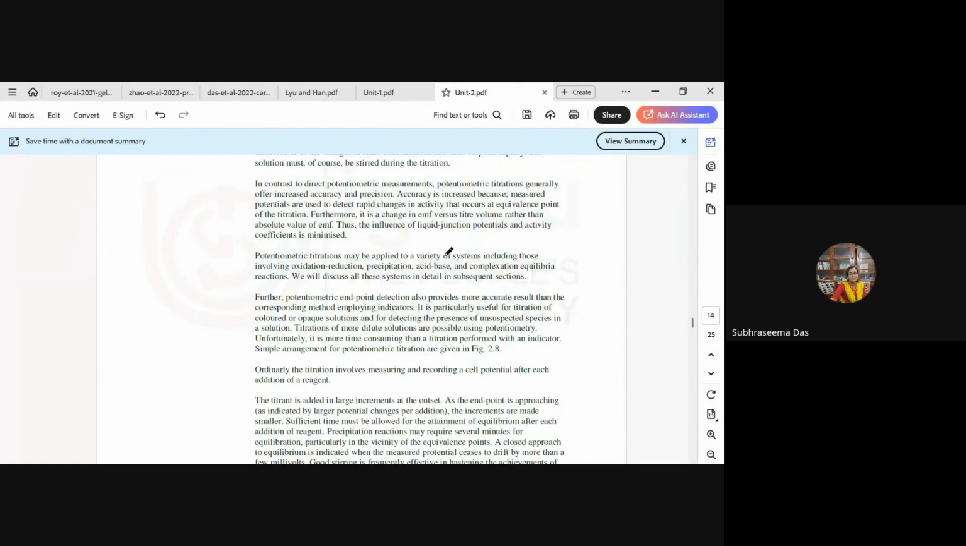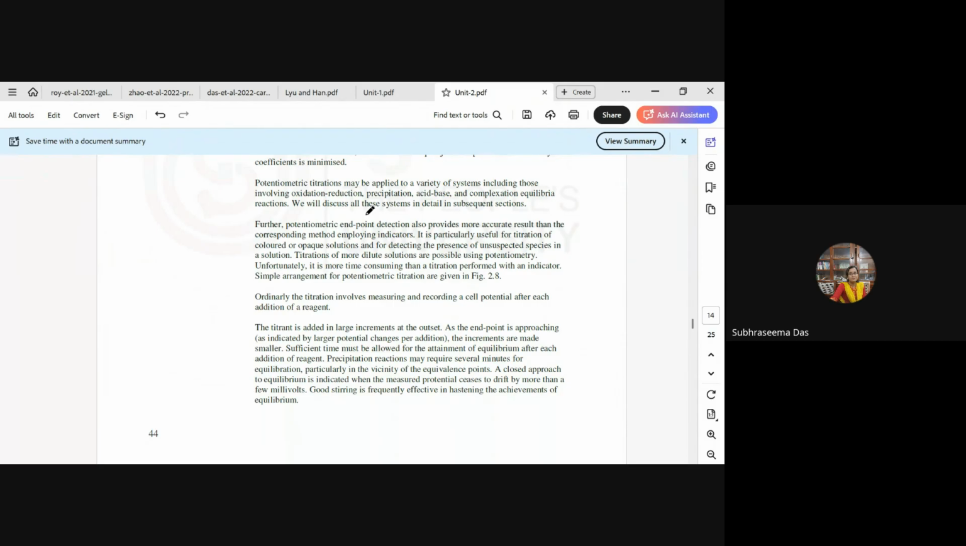Potentiometric titrations have been used for different types of systems. Potentiometric endpoint detection provides more accurate results than the corresponding method. It is particularly useful for titration of colored or opaque solutions and for detecting the presence of unsuspected species in solution. But one limitation is that it is more time consuming than a normal titration. Other than that, potentiometric titrations are much more sensitive than normal titrations.